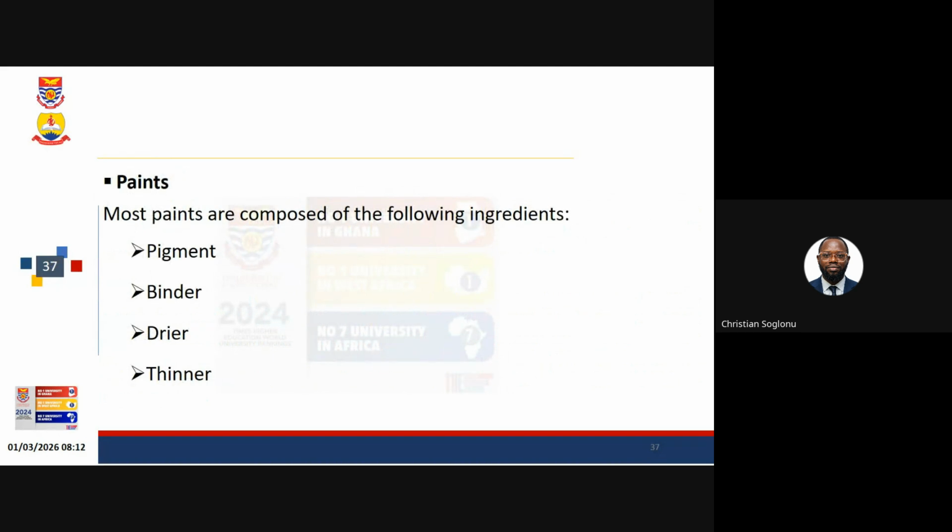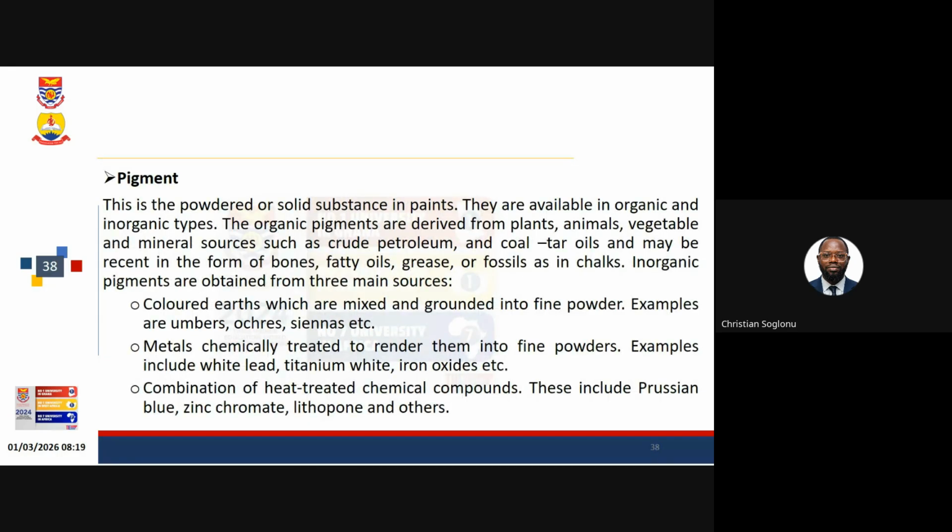So with the paints, most paints are composed of the following ingredients. Every paint that you see has a pigment, as I said initially. It has a binder, it has a dryer, and it has a thinner. It has these four components that come together to constitute a paint. So the pigment is the powdered or solid substance in the paint.